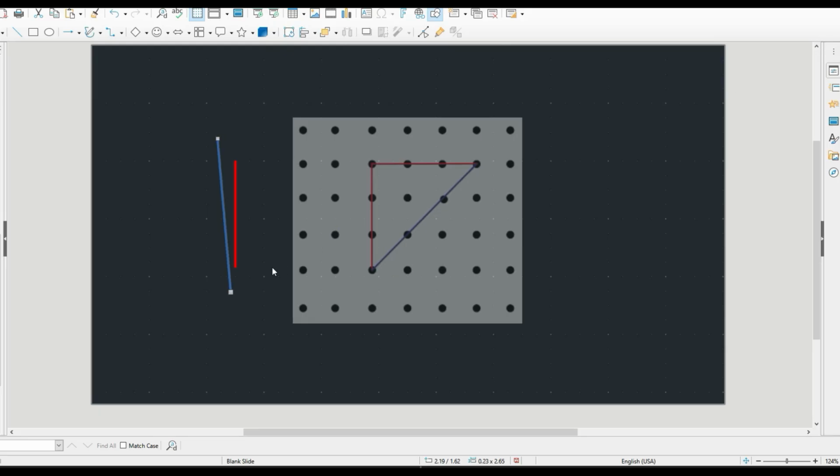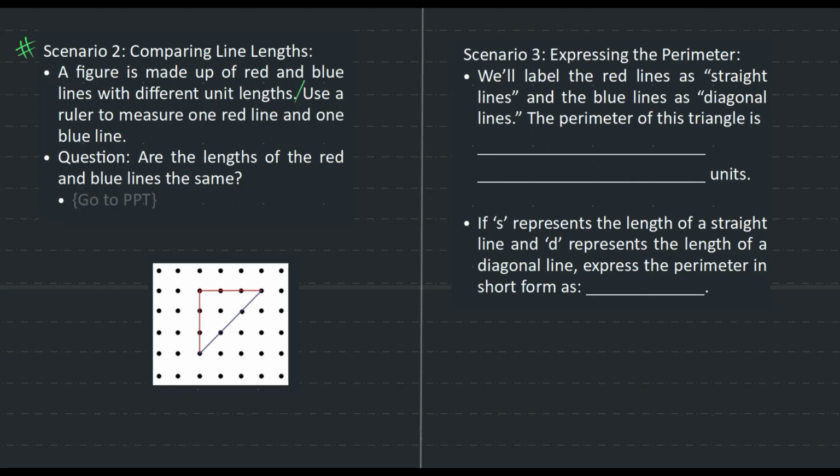So we are looking at the blue line and the red line next to each other. Clearly, the red line is much shorter than the blue line. And so what can we conclude? Yes, the perimeter over here is clearly more than 9 units.